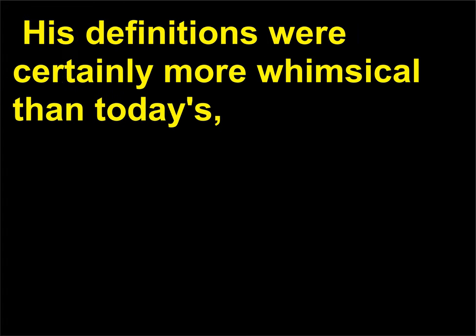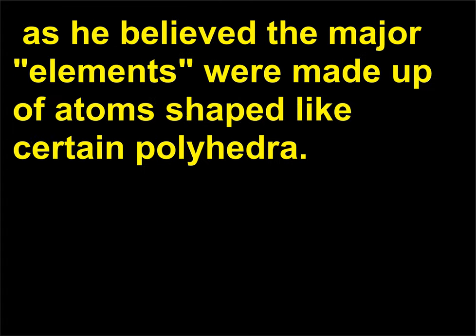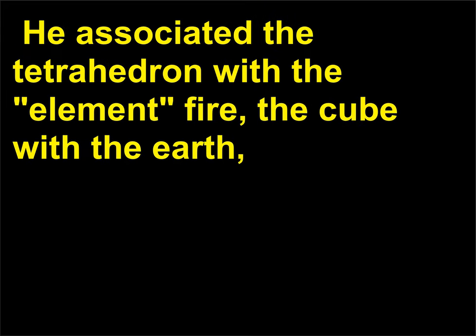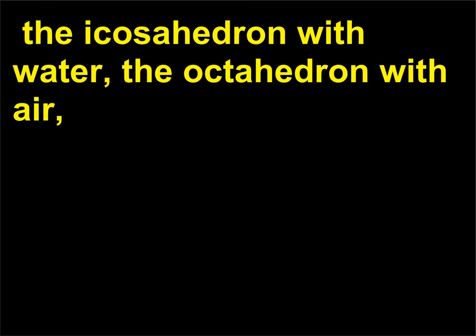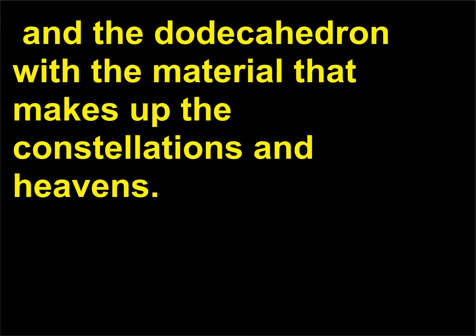His definitions were certainly more whimsical than today's, as he believed the major elements were made up of atoms shaped like certain polyhedra. He associated the tetrahedron with the element fire, the cube with the earth, the icosahedron with water, the octahedron with air, and the dodecahedron with the material that makes up the constellations and heavens.